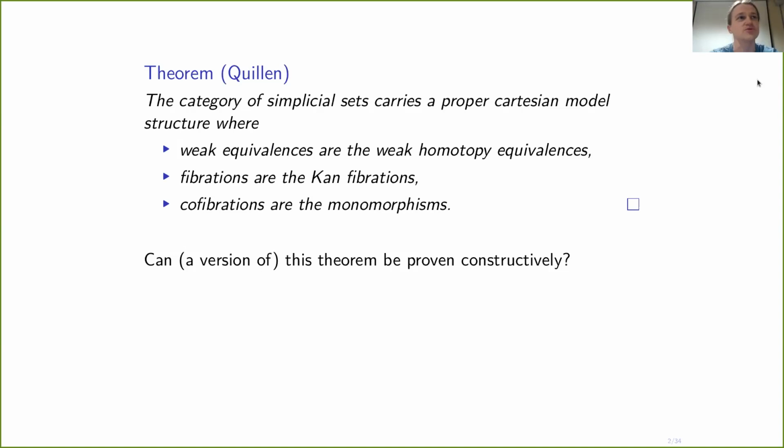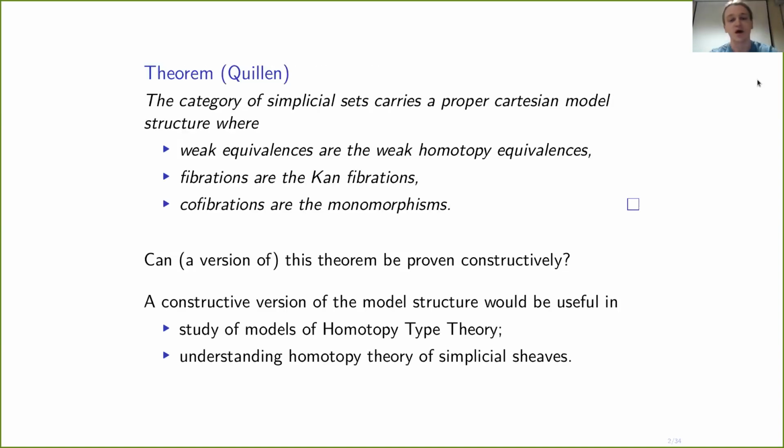Just because topologists don't necessarily care about proving things constructively. But removing the axiom of choice from the argument is not such a big deal. Removing the excluded middle, though, is something that requires a lot of work, and we will see how exactly this happens. So the motivation behind this, as I mentioned, is mainly the study of models of homotopy type theory, and I will point you to a reference about this a little later.